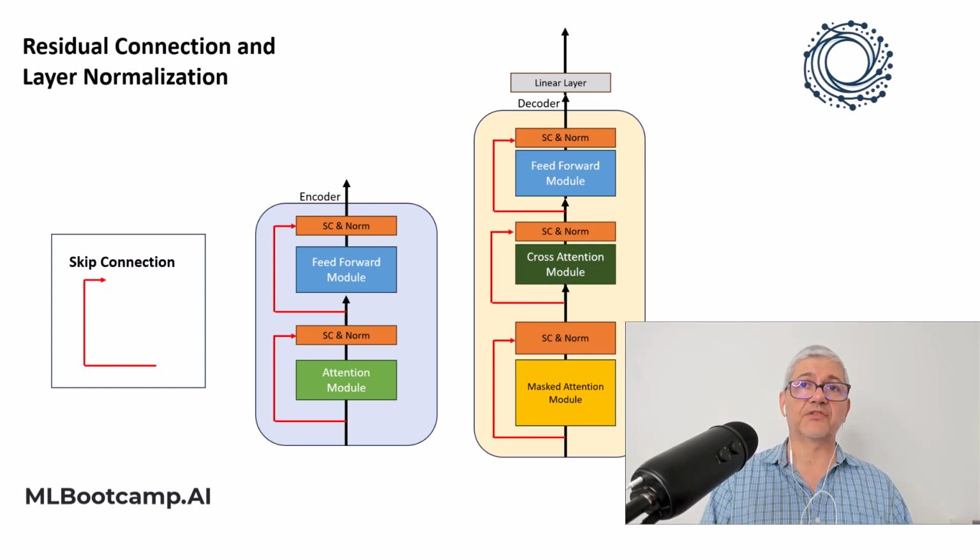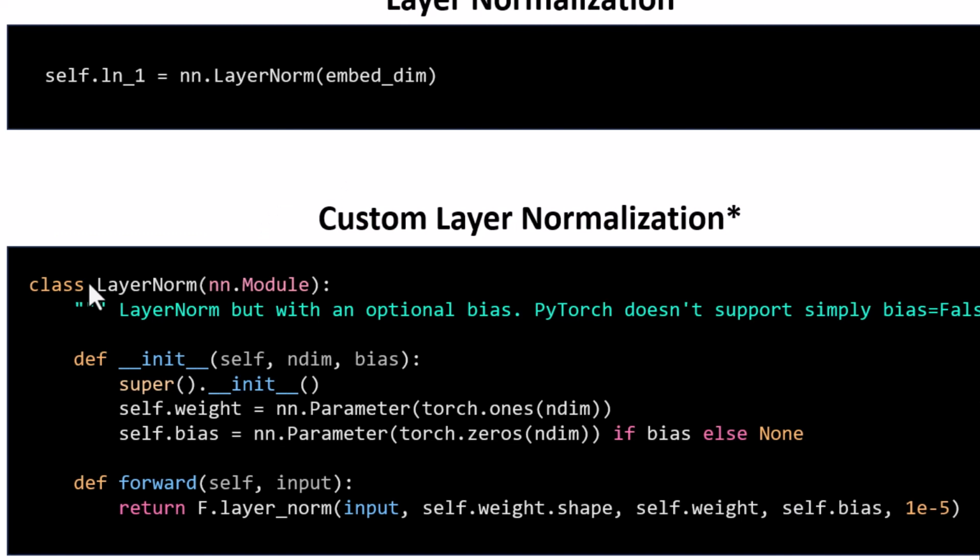How are these layers implemented in code? Let's see it. I will show you here the generic PyTorch layer norm and also a custom layer norm. The built-in PyTorch layer normalization module automatically includes both a weight and a bias that are learned during training. In this custom layer norm function that I am showing you here, it behaves very similar to the built-in layer normalization of PyTorch, but with one key difference.